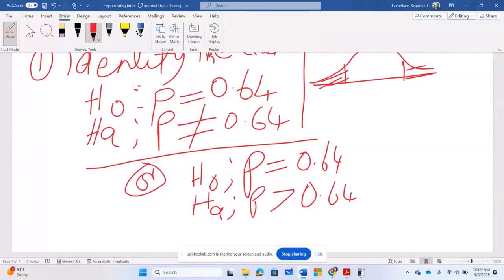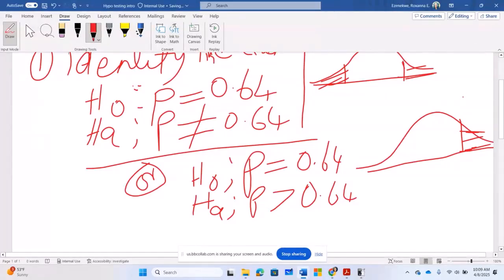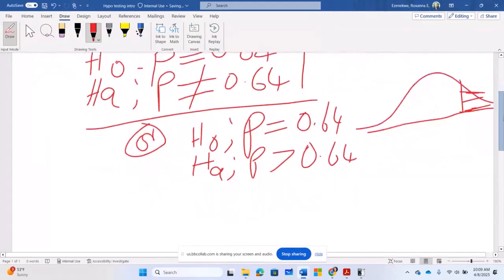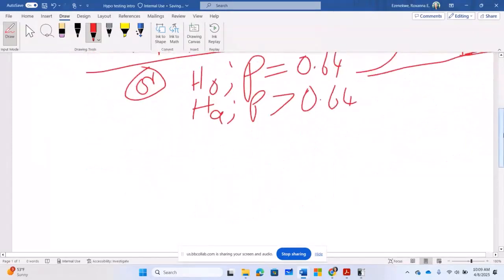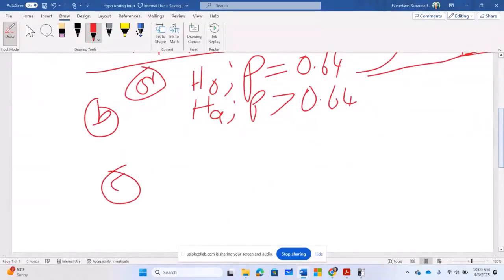So we call this one one-tailed right. So we draw a normal curve. And so the critical region is going to be only on one side because it's a one-tailed right test. Or suppose the claim is less than 64. So let's call this one B, and we call this one C. Suppose somebody made the claim and said the percentage of those who volunteer is less than 64.